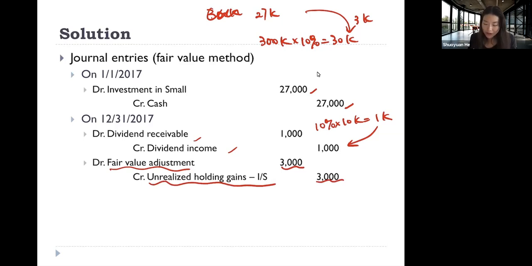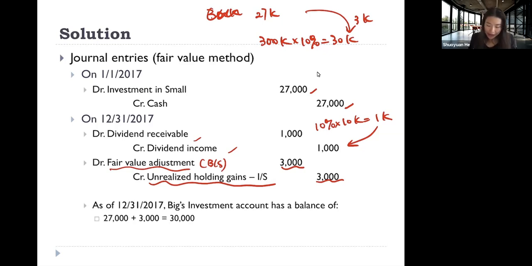And fair value adjustment is a balance sheet account. It is part of the firm's investment account. As of the end of the financial reporting period, Big's investment account has a beginning balance after the initial investment of 27,000, plus 3,000, which is the fair value adjustment. So the ending balance for the firm's investment account is 30,000.